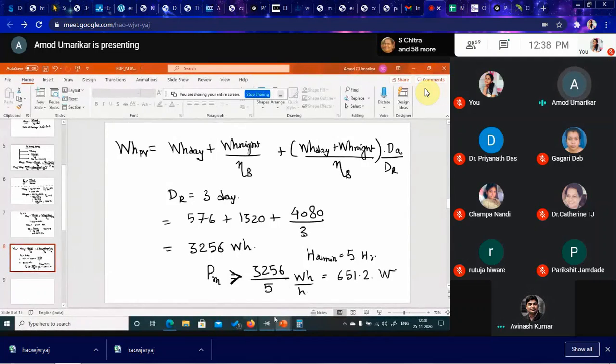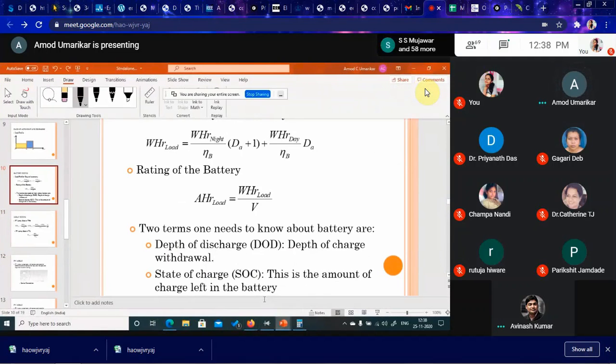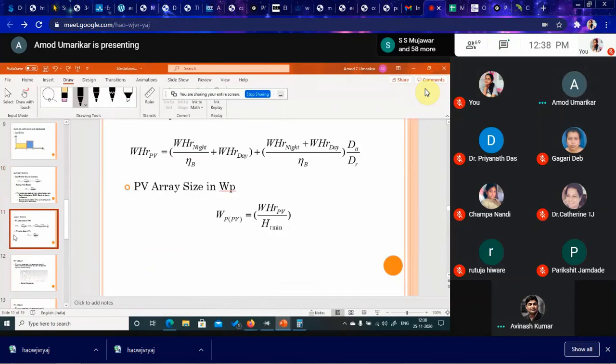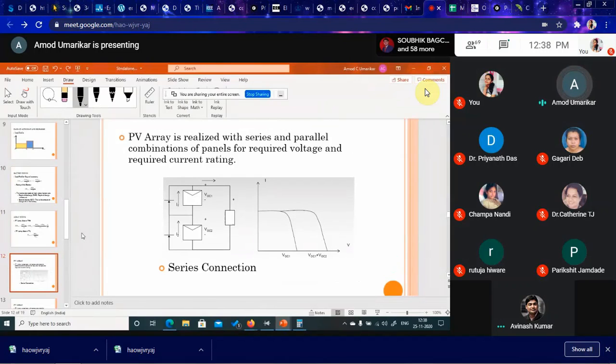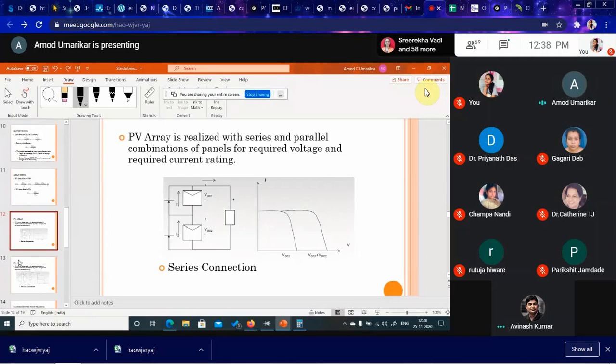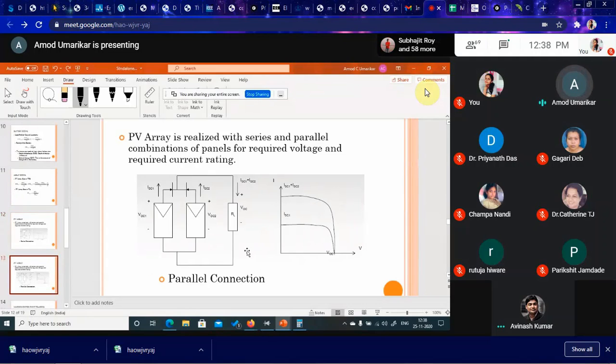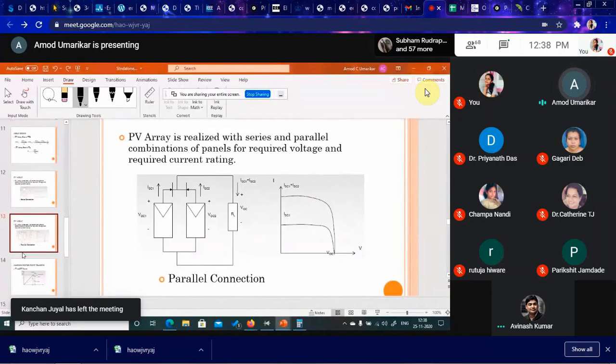Now I will come to the next part, the PV array size. You might be knowing this, I'll just quickly go through it. Series and parallel connection: when we connect solar PV in series, the open circuit voltages get added and the current remains the same. When we connect in parallel, the short circuit current, or total current, adds, and the open circuit voltage remains the same.